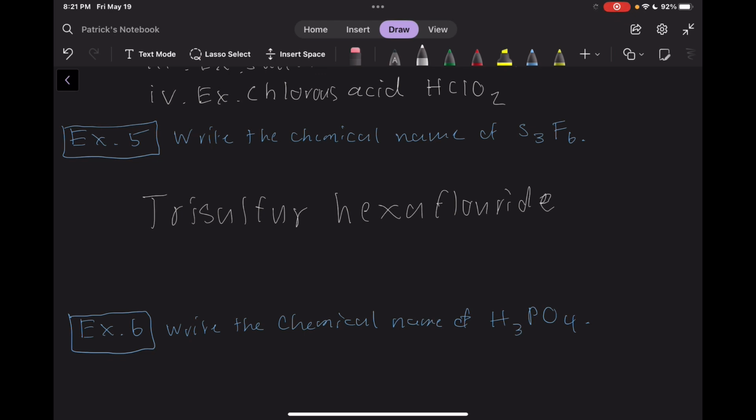We know sulfur is written first, since it is to the left of fluorine on the periodic table and therefore has more metallic character than fluorine. Our final answer is trisulfur hexafluoride.